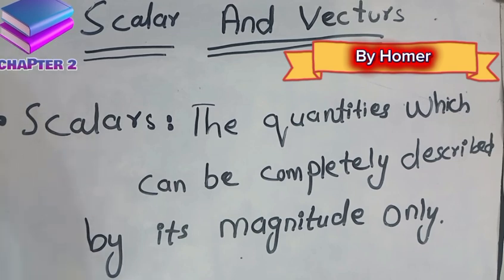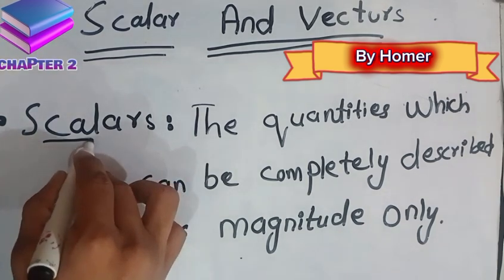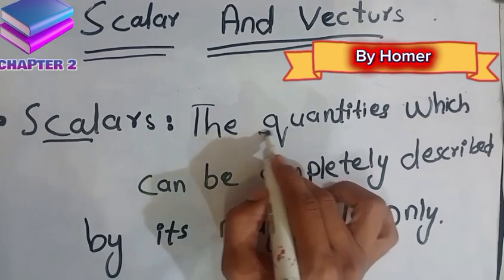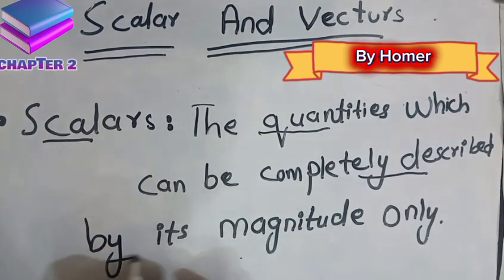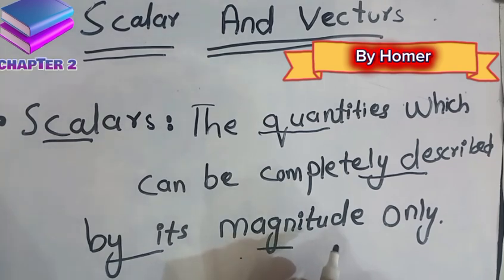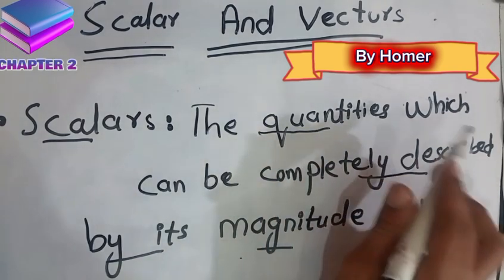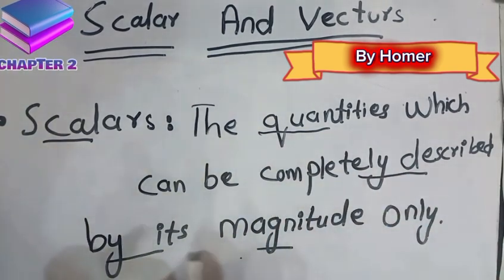Today I am starting another topic of class 9 physics, that is scalar quantities and vector quantities. So let's come toward the scalar quantity. Scalar quantities are the quantities which can be completely described by their magnitude only.